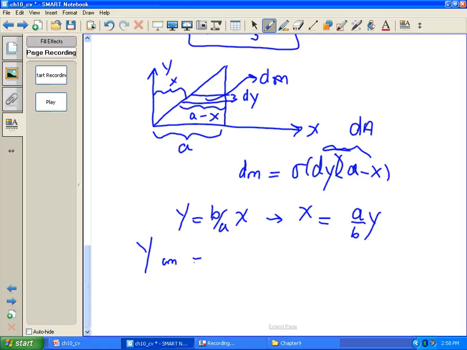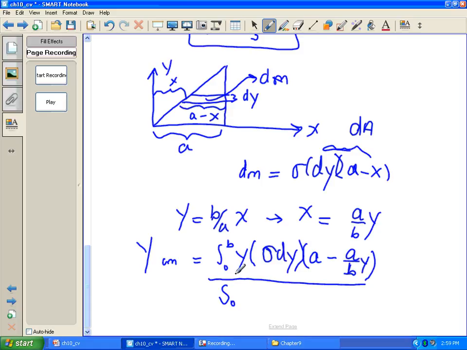So y center of mass is equal to the integral from 0 to b. This time it's y dm, or y times sigma dy times, let me start a parentheses, a minus x, or in other words, a minus a over b times y. And we divide by the integral from 0 to b of this whole thing, sigma dy times a minus a over b times y.